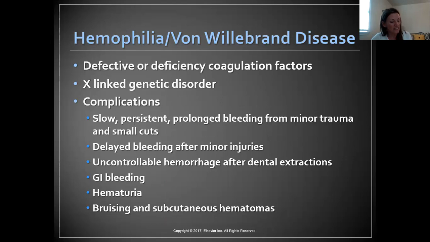Hemophilia, or von Willebrand's disease, is a defect or deficiency in coagulation factors. Hemophilia is an X-linked recessive genetic disorder caused by a defective or deficient coagulation factor, and the two major types are hemophilia A and B. Von Willebrand's disease is a related disorder involving a deficiency of the von Willebrand coagulation protein.